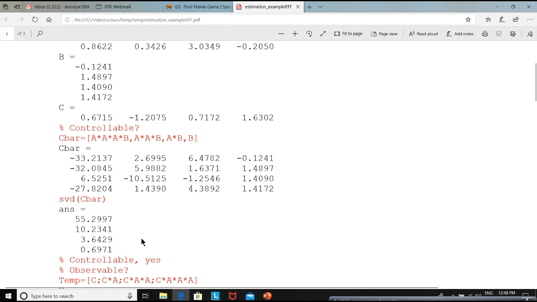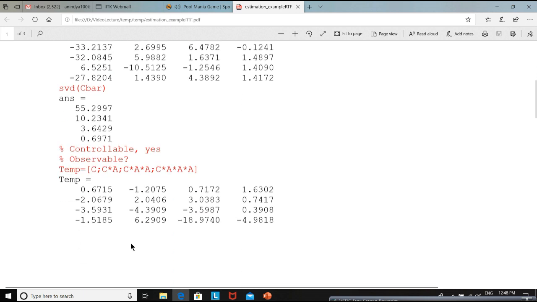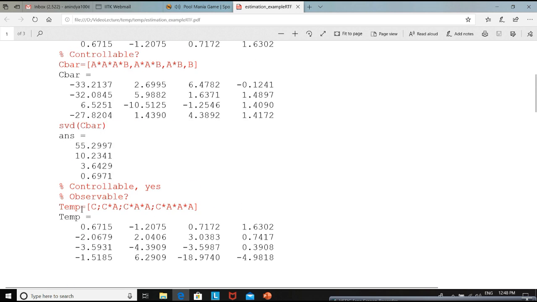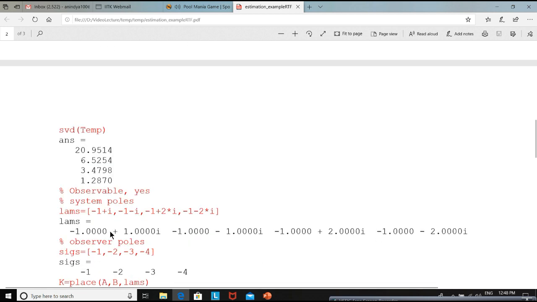We look at its singular values, and the smallest one is not 0. It's whatever 80 times smaller than the biggest one, but still technically not 0, so it is controllable. Is it observable? So here is the observability matrix, C times A square, and C times A cube. And when we look at that matrix, called temp here, when we look at its singular values, once again we find that it is observable.